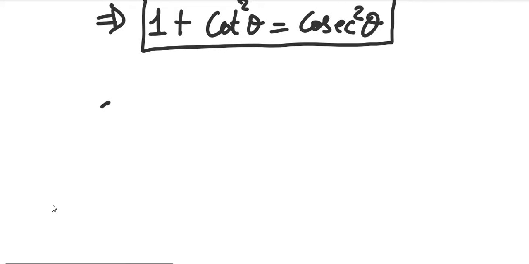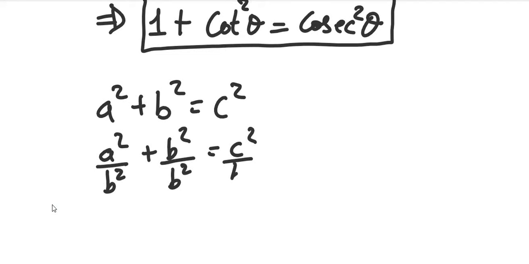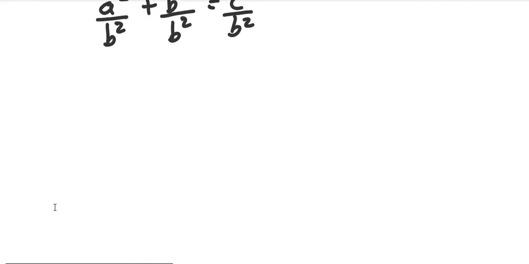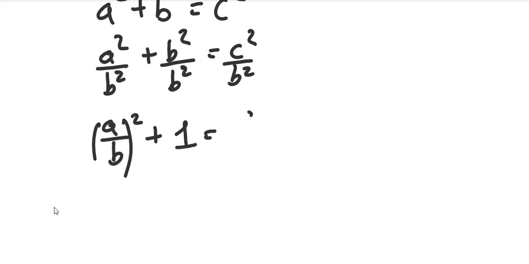Let us continue by deriving an expression which will help us to solve trigonometric problems. Let us write again our Pythagoras theorem. A squared plus B squared is equal to C squared. By dividing both sides by B squared, I will obtain A squared divided by B squared plus B squared divided by B squared is equal to C squared divided by B squared. By solving this, I will obtain (A divided by B) all squared, plus 1 is equal to (C divided by B) all squared.